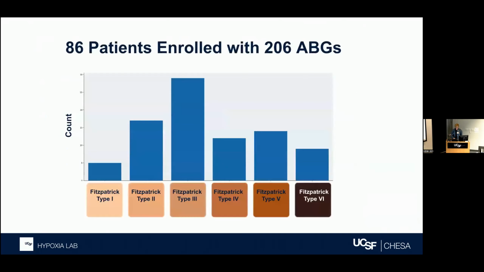I'm showing you here the first 86 patients we have enrolled with data from 206 ABGs. We feel that our population is representative of the population we serve at ZSFG, and we have a reasonable spread across skin pigment categories. Acknowledging the limitations of something like the Fitzpatrick scale, this just happens to be a convenient way for us to show you that we've got representation across a variety of skin pigment categories. Although I'm not suggesting this is the optimal way to analyze these data.